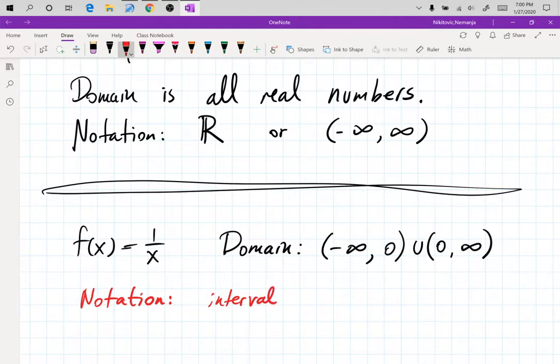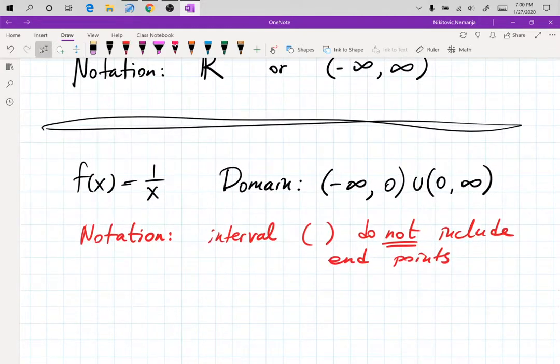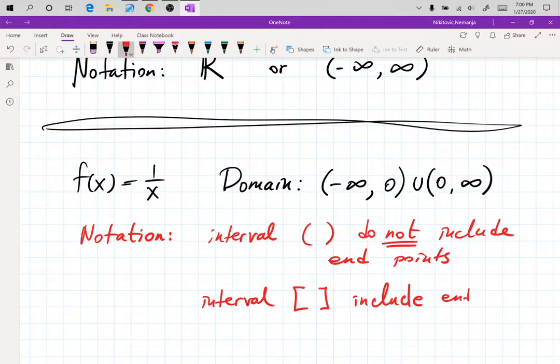Interval, parentheses, do not include end points. Interval, brackets, include end points.